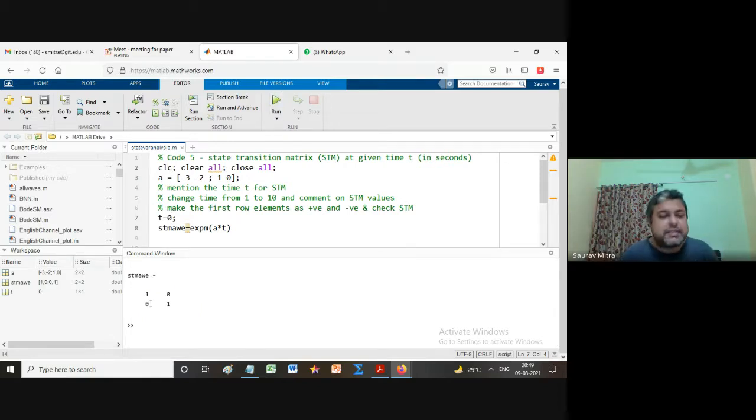The state transition matrix is (sI minus A) inverse, and if you take the inverse Laplace and substitute t equal to 0, that is e raised to At. Then suppose 0.2, time has passed, so you are finding the state transition matrix after 2 seconds. The values are reduced a bit. Then suppose after 20 seconds, like this, and see what the value is.